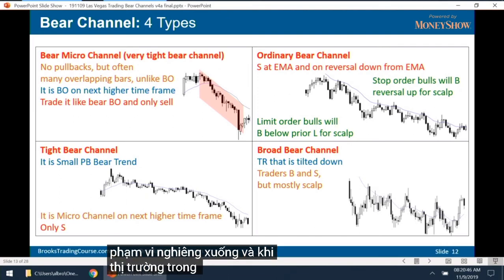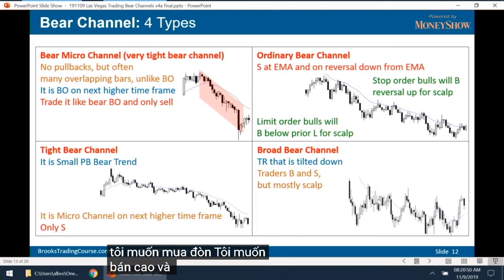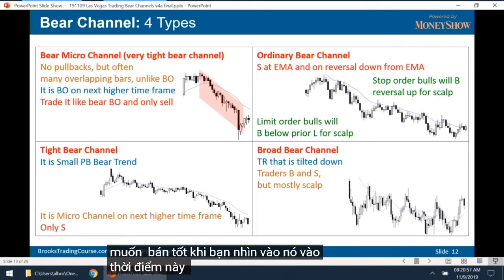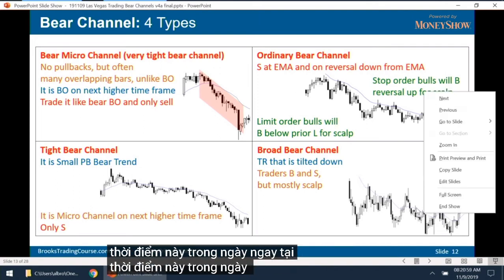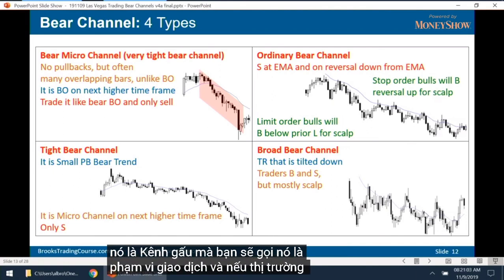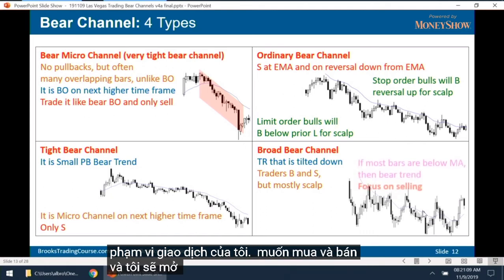And when the market's in a trading range, I'm looking to scalp. I want to buy low, I want to sell high, and I scalp. You can say, well, Al, it's a bear trend. Don't you only want to sell? Well, when you look at it at this point in the day, right here, you wouldn't be calling it a bear channel. You'd be calling it a trading range. And if the market's in a trading range, I want to buy and sell, and I'm going to be scalping.